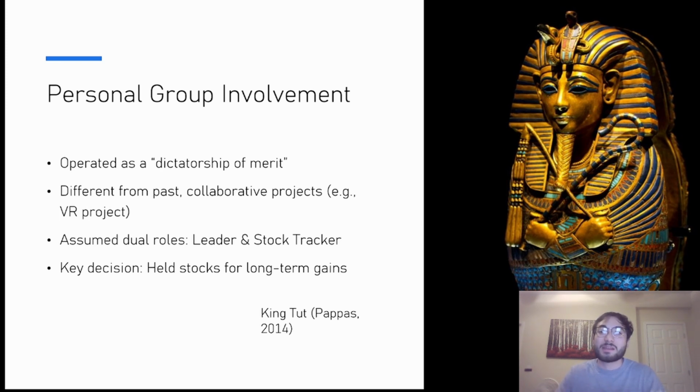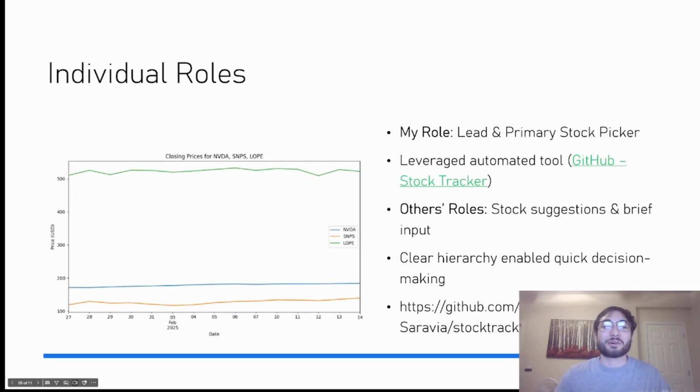With most of the decisions made by me, our group felt more like a rigid group rather than a true team. I'm so glad we did not day trade. We held. Okay, so individual roles. The roles were crystal clear. I was the lead and primary stock picker, leveraging my automated tool that I made for this project. It's called Stock Picker, or Stock Tracker, sorry about that.